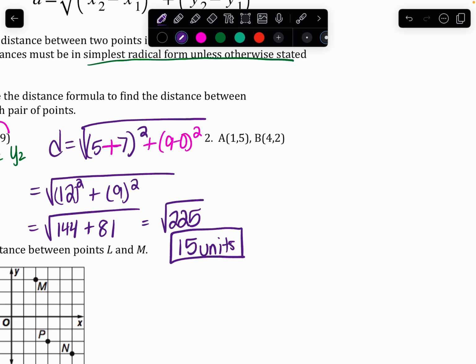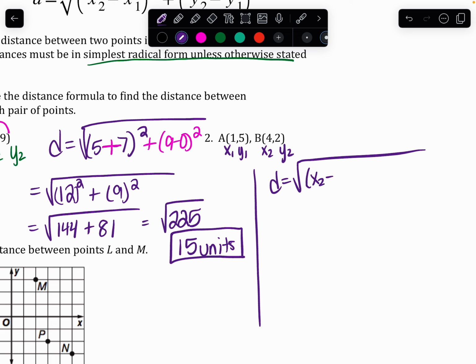Okay, let's try the distance between these 2 points. So this is going to be your first point, x1, y1. Second point, x2, y2. Then the distance formula is the square root of the difference between the x's squared, plus the difference between the y's squared.